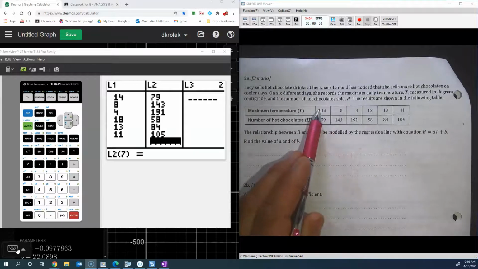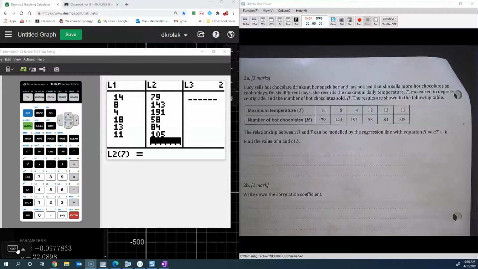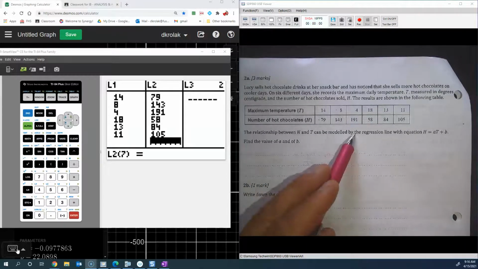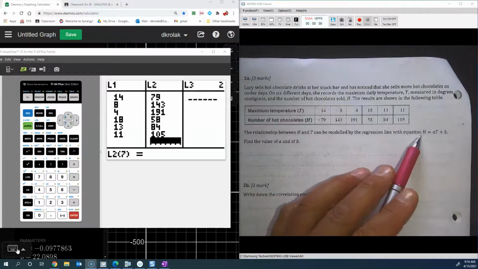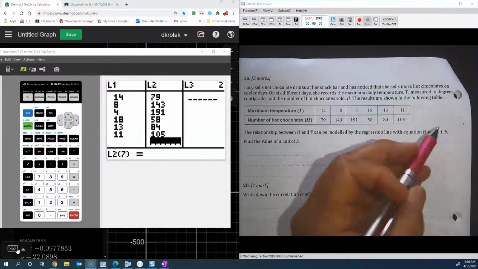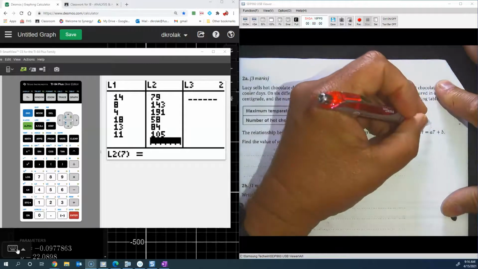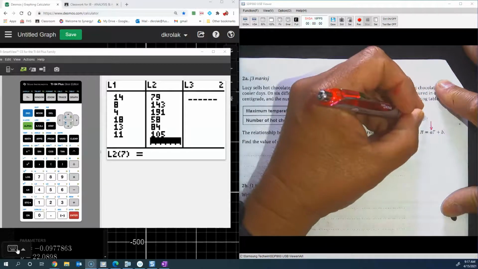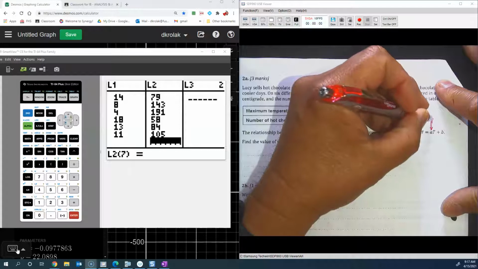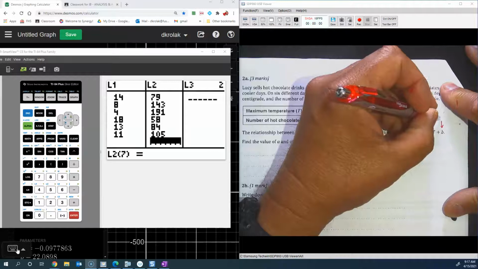So when the temperature was 14 degrees Celsius, she sold 79. 8 degrees Celsius, 143, etc. Okay, the relationship between H and T can be modeled using the regression line H equals AT plus B. So what this is telling you is this is going to be the slope. Okay, this is the y-intercept.